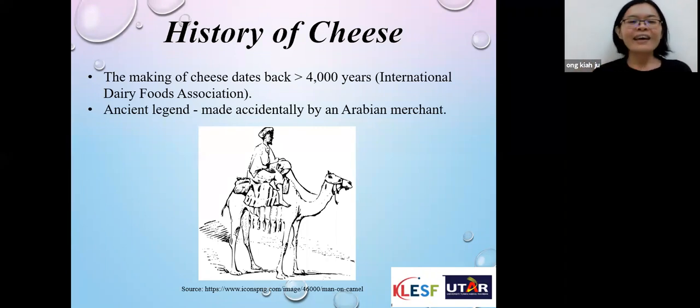So during his journey across the desert, he found that the milk he put inside the pouch had turned into whey and curd. This is because the pouch contained the enzyme renin. It is made of animal stomach, so it contains the enzyme renin. And this renin acted together with the hot temperature, the heat from the sun, so the milk turned into whey and curd. This person noticed that the whey, the liquid form of the milk, satisfied his thirst, and the curd that was produced satisfied his hunger. So that's how cheese was born during that time.